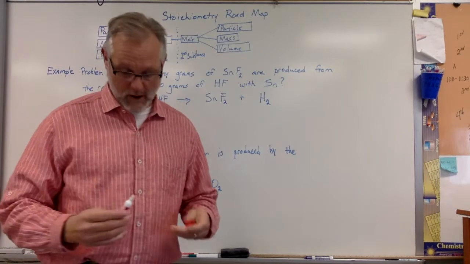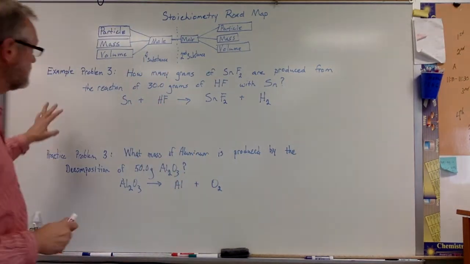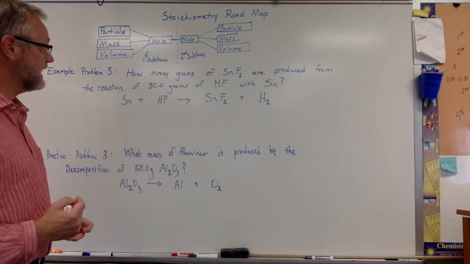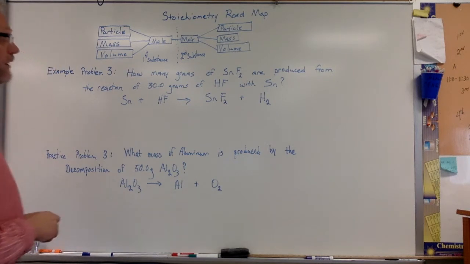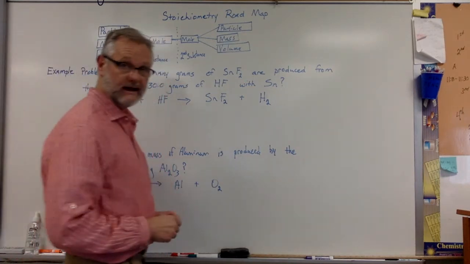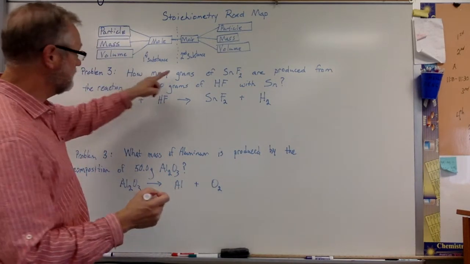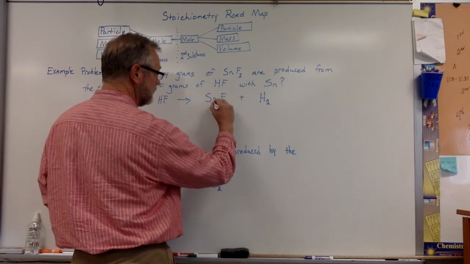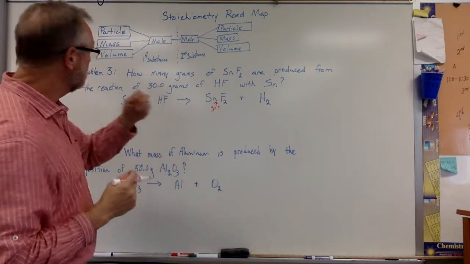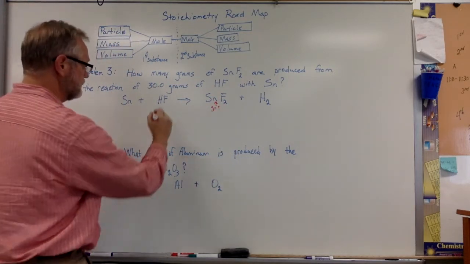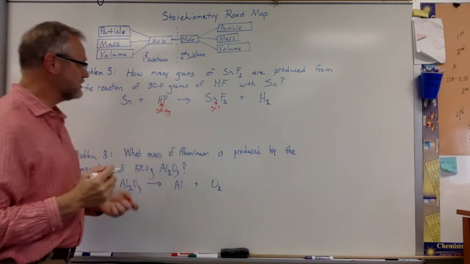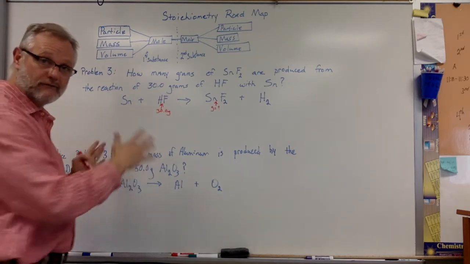Whenever you have a problem, the very first thing that you want to do is read the problem and determine what you're given and what you're looking for. In this case, it says how many grams of the tin-2-fluoride are produced from the reaction of 30 grams of HF with tin. So I'm going to put grams equals question mark, that's what I'm looking for, and I'm going to put 30 grams of the HF.